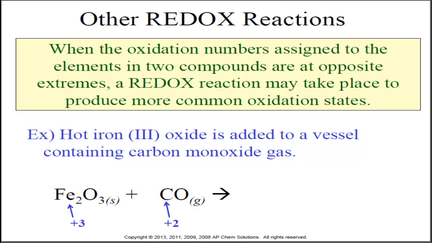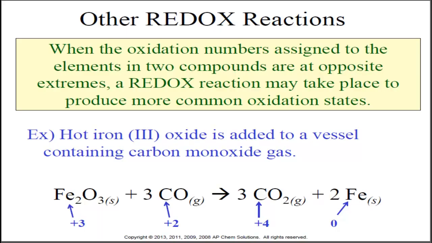So what are our products going to be? We're going to get carbon dioxide and iron here. And the carbon prefers to have an oxidation state of +4, so it's going to be oxidized. Iron's oxidation number is reduced from +3 to 0 here. Now you could also get CO2 and iron 2 oxide. Iron is still going to be reduced from +3 to +2 when it forms FeO. And then of course we do have to balance this, and it looks like that.